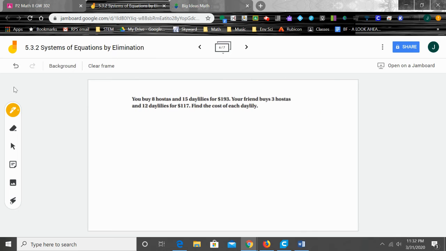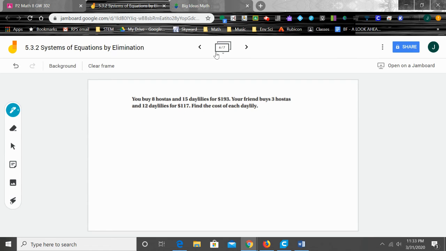So that leads us to this one. How are we ever going to use this in your life? Well, it kind of depends on what you're trying to find. So this is a situation that you might have. So let's say you buy, and now these are plants, so I didn't put the pictures in. I probably should have, but it is what it is. So you buy 8 hostas and 15 daylilies, and it costs $193. Your friend buys 3 hostas and 12 daylilies, and it costs $117. Find the cost of each daylily.